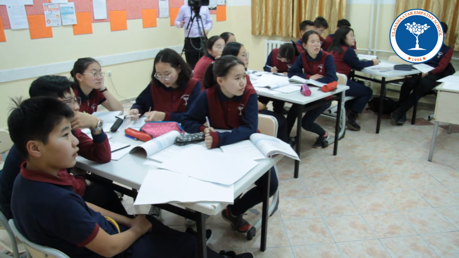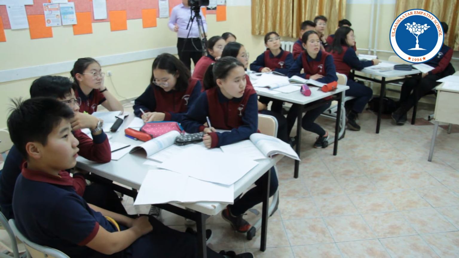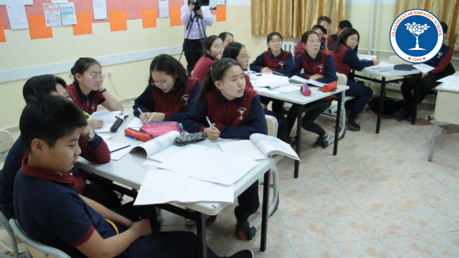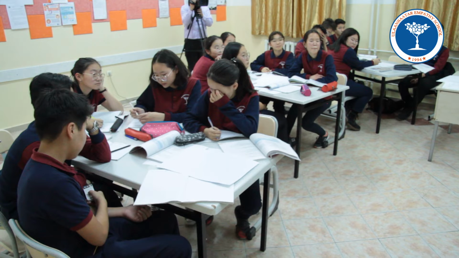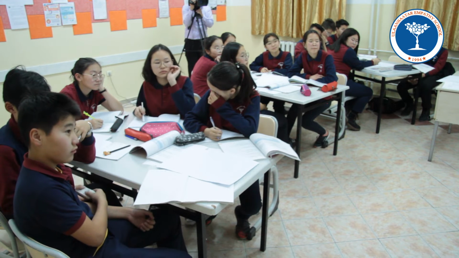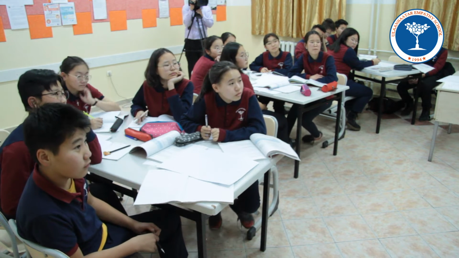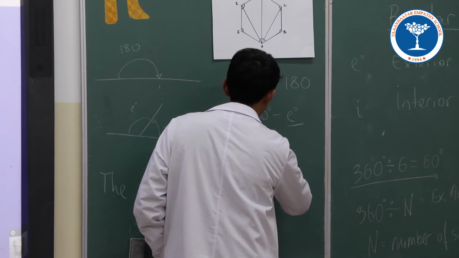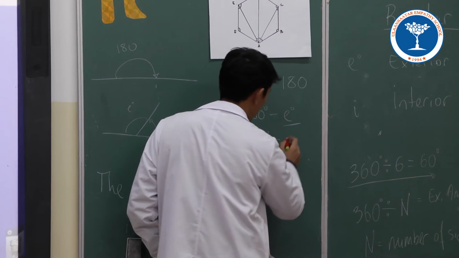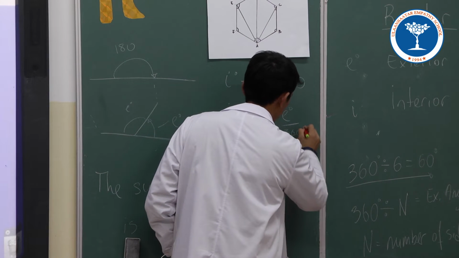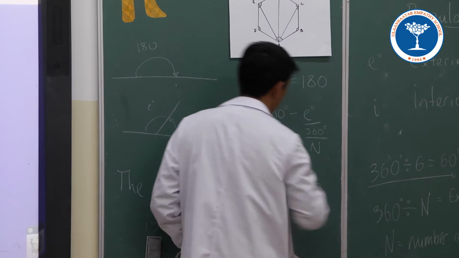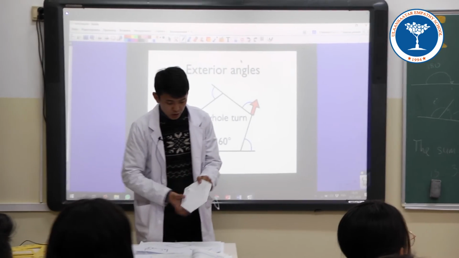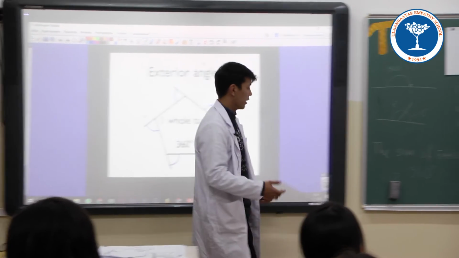So, interior angle plus exterior angle gives you 180. Okay? So, interior angle is equal to 180 degrees minus exterior angle. Understand? So, interior angle is equal to, what was the exterior angle? 180 minus 360 divided by n. Understand? Here is how you calculate the interior angle.